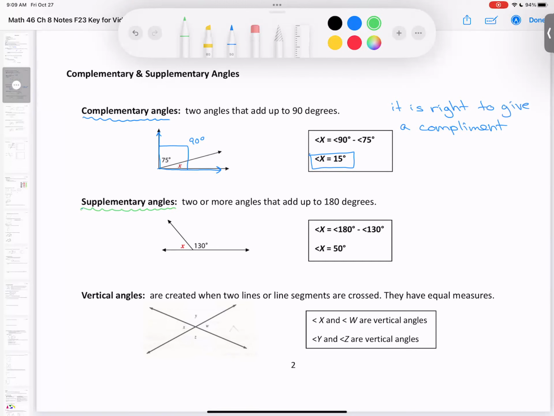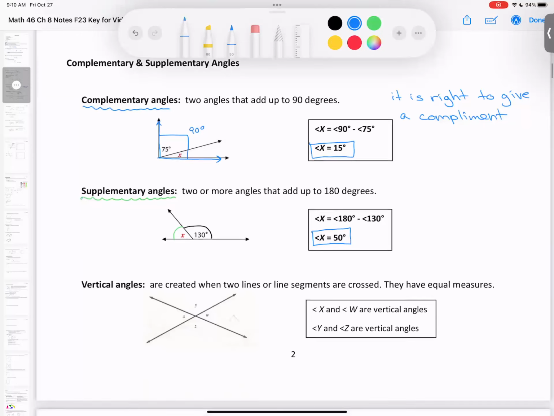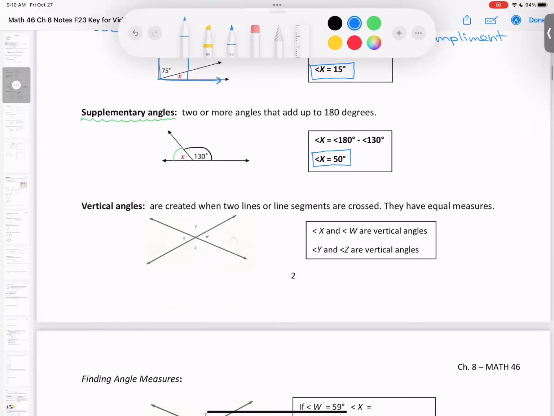So if you look at this example here, we have angle X, and then we've got this other angle, which happens to be 130 degrees. We know those two angles add up to a straight line, so they add up to 180 degrees. And so if we were trying to solve for angle X, we would say it must be 180 degrees minus the 130 degrees taken up by that bigger angle. And so we would get an X of 50 degrees. So we can solve for supplementary angles like that.